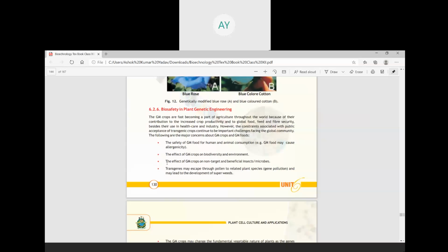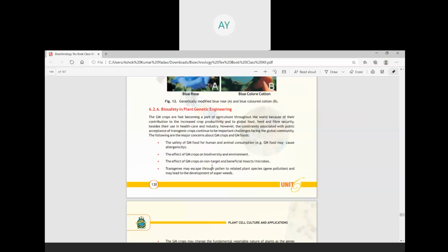Then the next point is the effect of GM crops on non-target and beneficial insects and microbes. What do you mean by non-target? In the transgenic crop there is a gene that is against the insect, against the microbes, but somehow some useful insect is coming for pollination. It means they are facilitating the production of that seed. That is the justification.